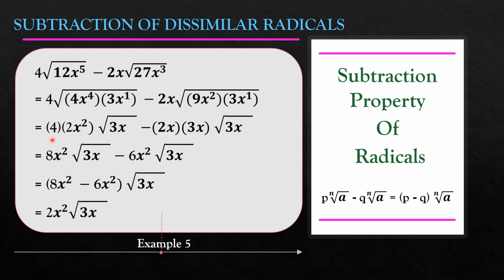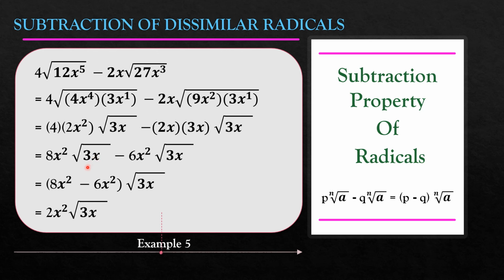Then, copy the coefficient 4, kuhanan ng square root si 4x raised to 4. So, square root ng 4 ay 2. Square root po ni x raised to 4 ay x squared. And then, sa loob ng radical sign natin, may iwan si 3x raised to 1 or 3x. Minus, copy the operation, which is minus. And then, copy the coefficient 2x. Tapos, kuhanan ng square root po yung ating perfect square dito sa loob ng radical, which is 9x squared. Ang square root po ni 9 ay 3. Square root po ni x squared ay x. And then, si 3x raised to 1 ay may iwan sa ating radical. Then, simplify the coefficients. 4 times 2x squared is 8x squared.